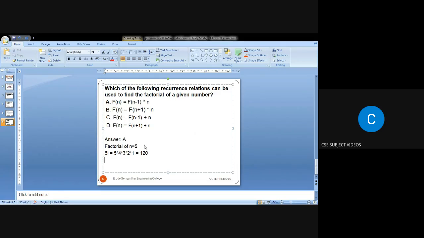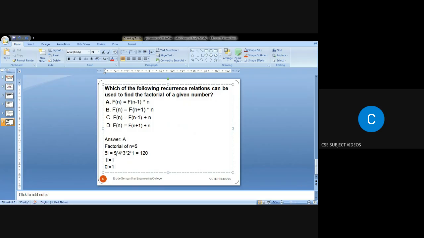Okay. So when it is 1 factorial, it is 1 alone. Similarly, if it is 0 factorial, it will go with 1. So now we have to go with the recurrence relation.